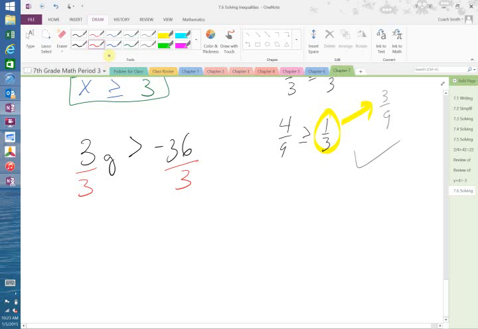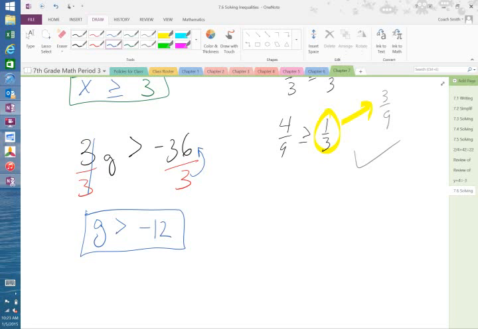On the left side, 3 over 3 cancels, giving me 1. So that's G is greater than, on the right side, I divide 3 into negative 36, which gives me what? Negative 12. So G is greater than negative 12. And that is your answer. Now, here's the part that confuses.